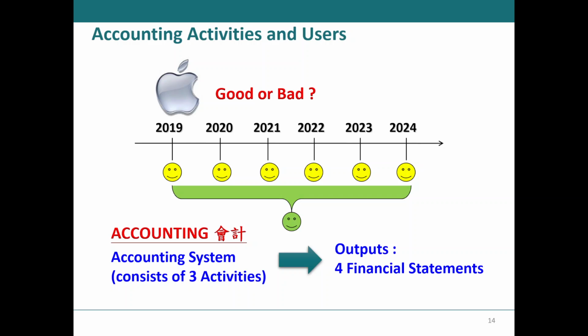We use 3 activities to do that. First is what? Identify, right? So what does it mean, identify? We find out what happened inside the company, especially about money, right? The things that happened about money, we call economic events or transactions. So first, identify means we find out economic events, okay? Also, we can call them transactions.